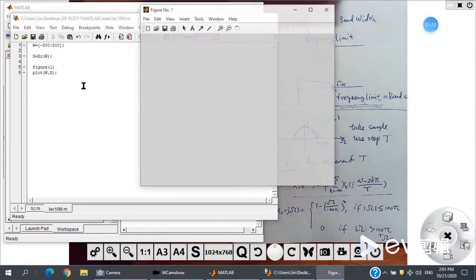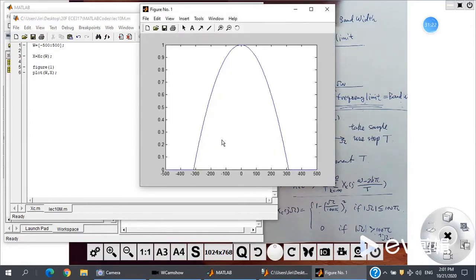Then I run F5. Press F5. Okay, so we have this curve, right? It looks like this. It's a quadratic curve, and when it is over 100 pi, larger than 300 times pi, should be 310 something, right? It should be 0, right? This part is 0, and the other side is also 0.